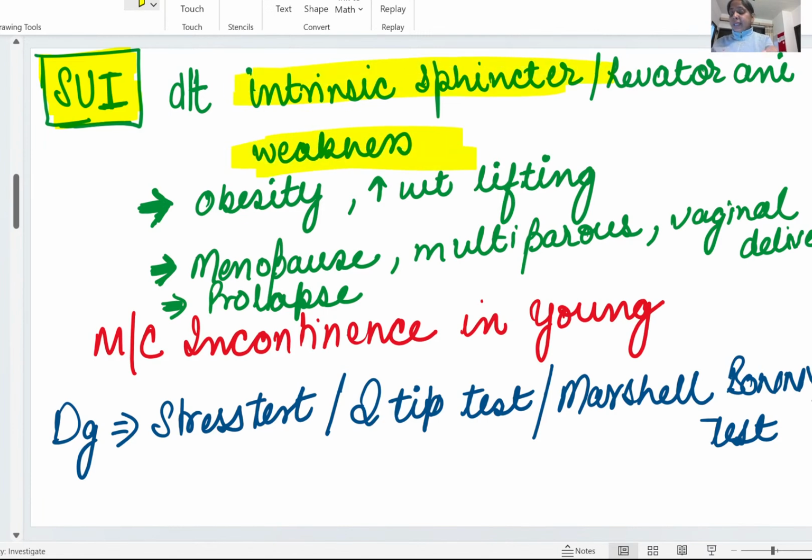Okay, the intrinsic sphincter weakens. What is the intrinsic sphincter? It is nothing but the levator ani. So what are the factors which weaken the levator ani? We have already discussed.